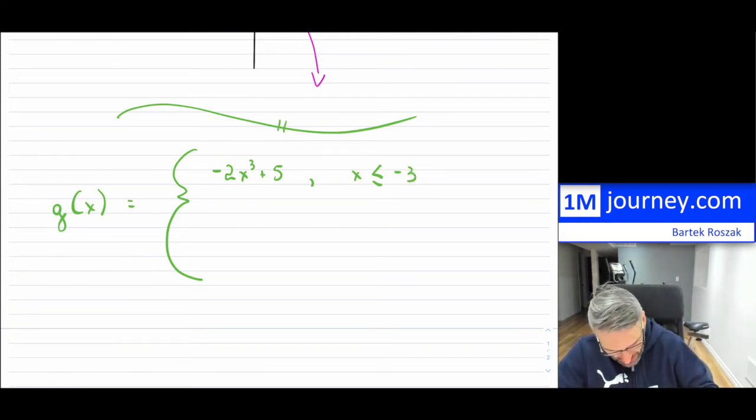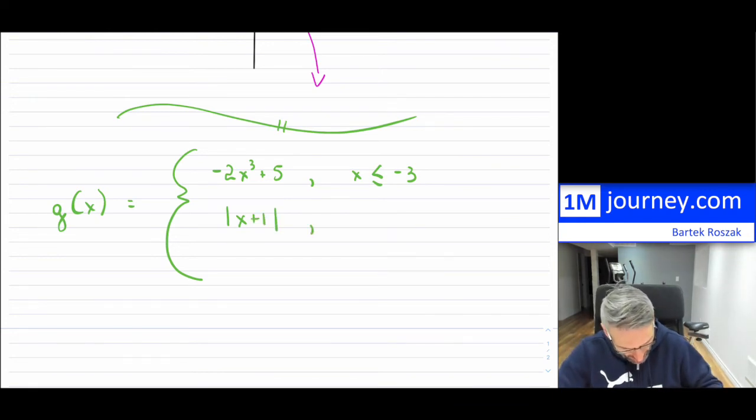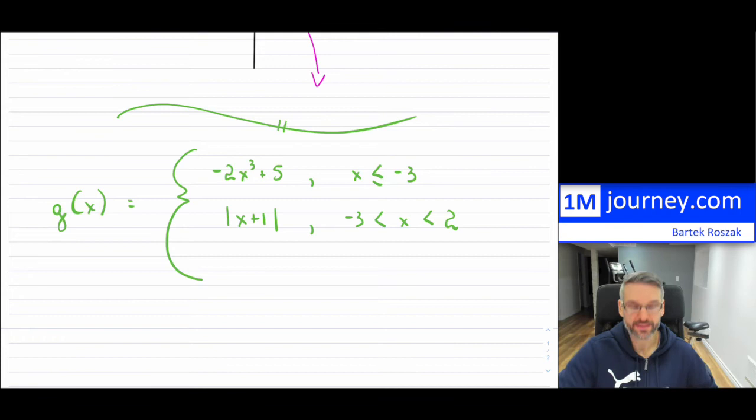My second piece is going to be x plus 1. This is the absolute value function, and this is going to be for x between negative 3. It was already defined there for negative 3, so x is going to be greater than negative 3, but less than 2. All right, so that would have been my second piece.